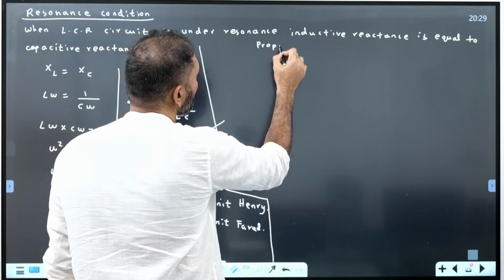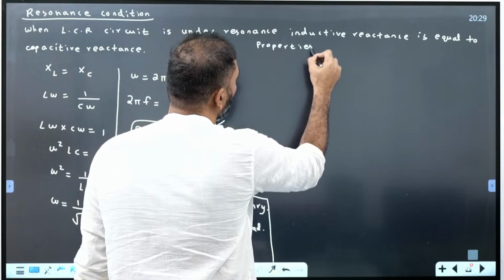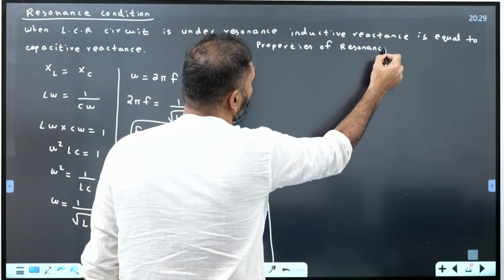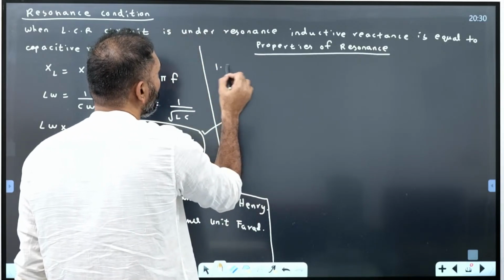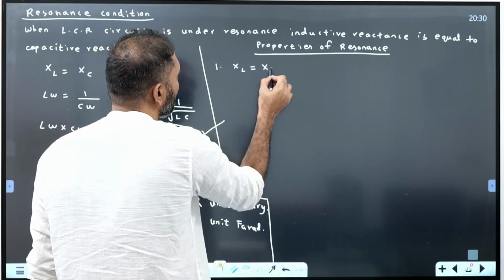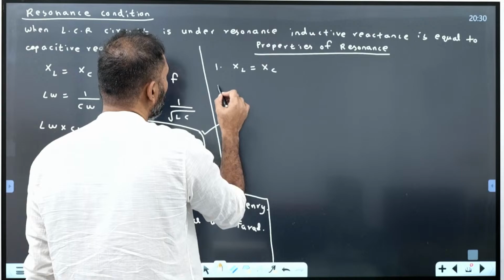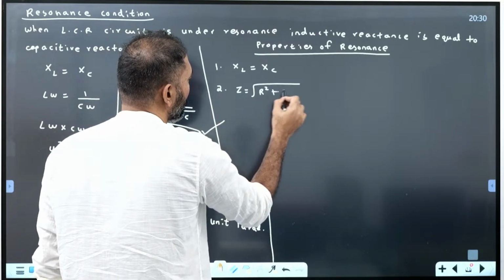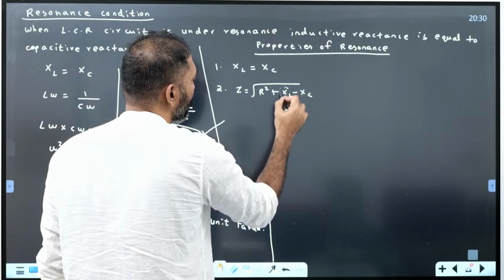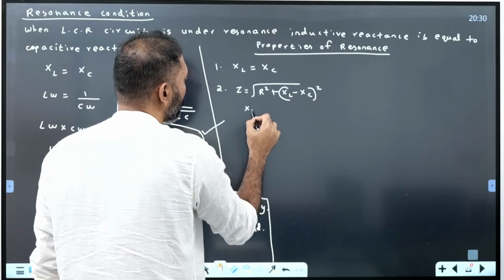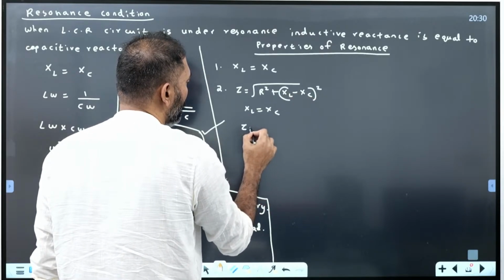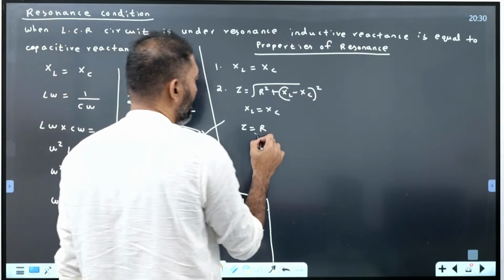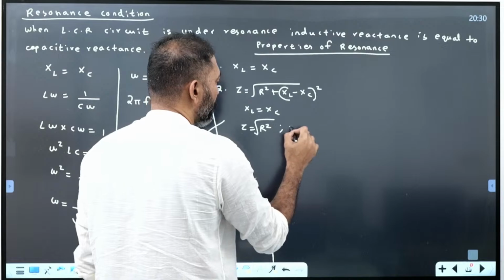Next, properties of resonance. So what is the first property? XL equal to XC. So what will be the impedance? Z equal to root of R square plus XL minus XC the whole square. XL equal to XC. So Z equal to R. Z equal to what? Root of R square. That is Z equal to R.